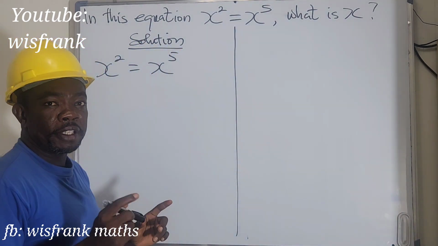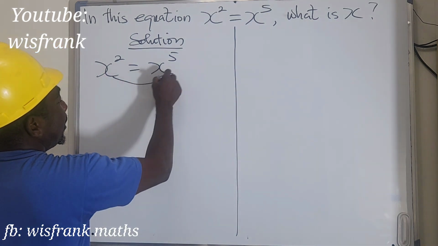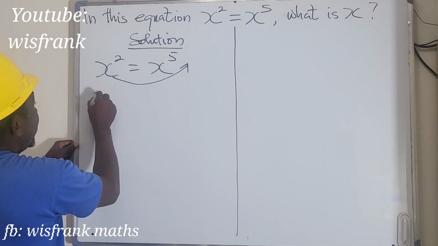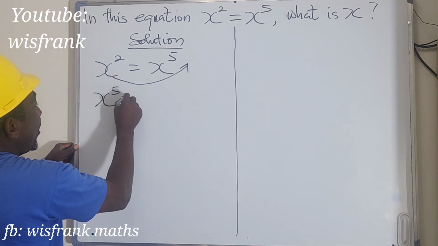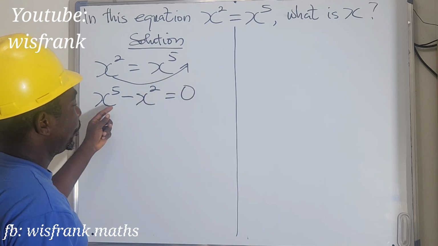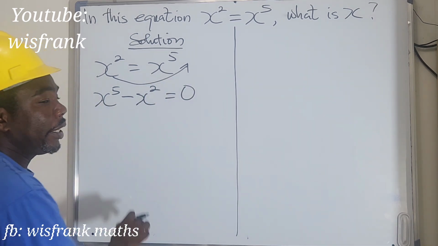So here, the first step that we are going to do is to transpose this to the other side. So it will become x to the power of 5 minus x to the power of 2 equals 0. So this is what we have. Now we can go ahead to simplify this.